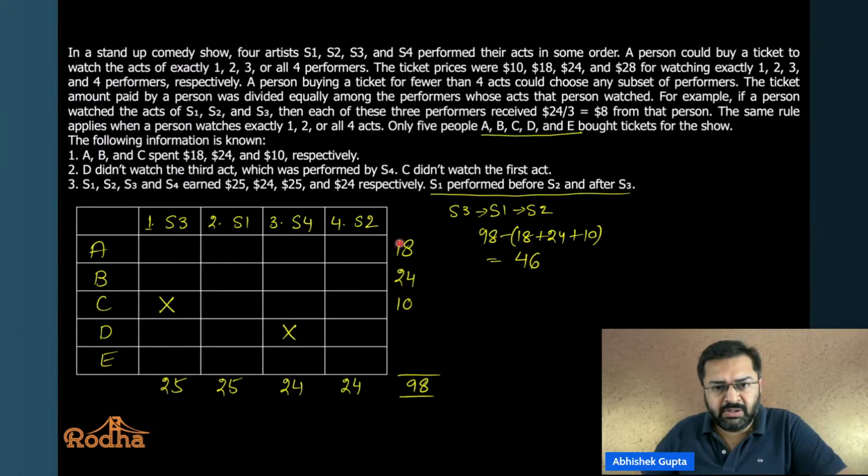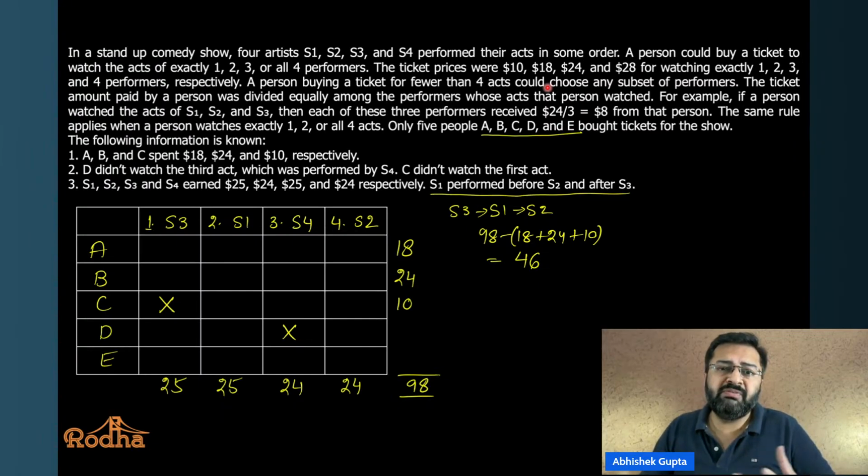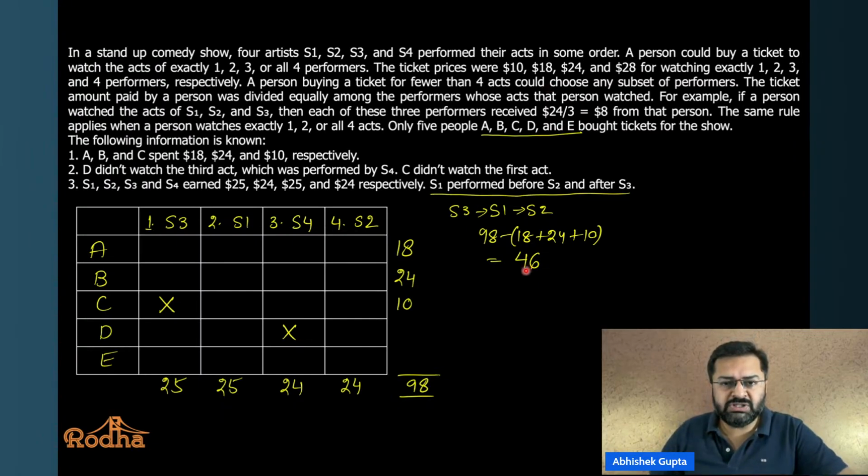Anybody here who got this money, who did this, can just pay in these denominations. Can we say that the ticket prices were irrespective of how many performers you're interested in watching? Can I say one has got the option of only paying $10 or $18 or $24 or $28? You cannot just pay $12 or $17, anything like that. So this 46 has to be a sum of these numbers.